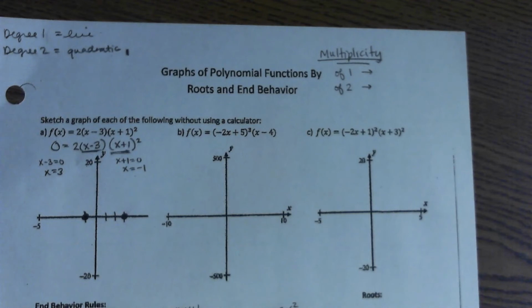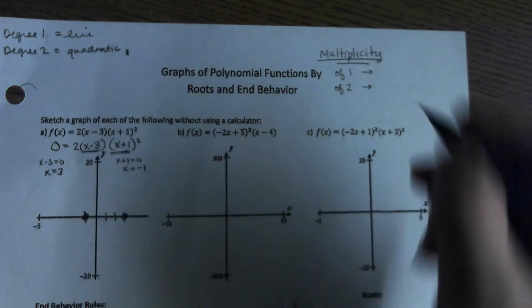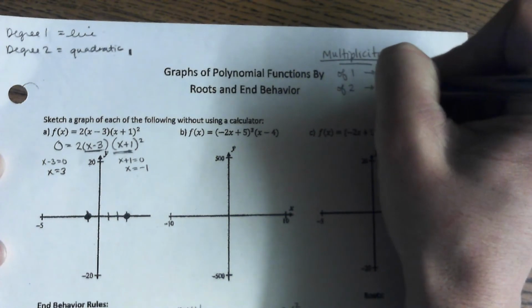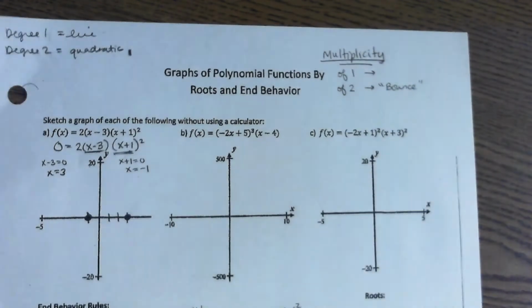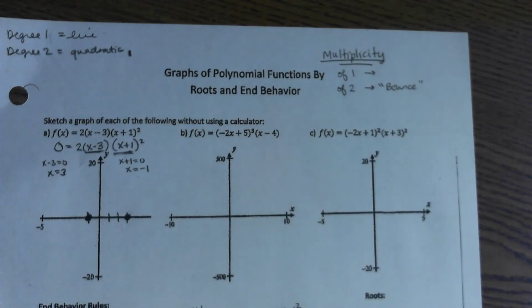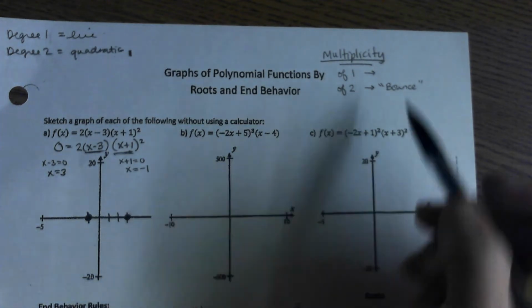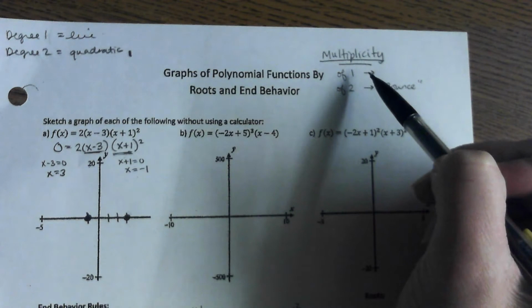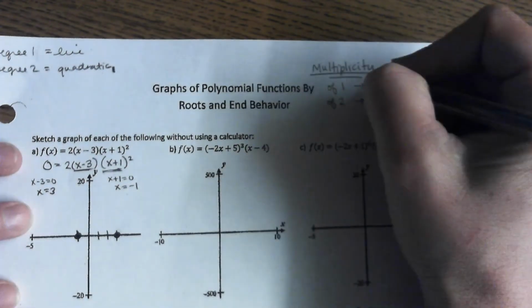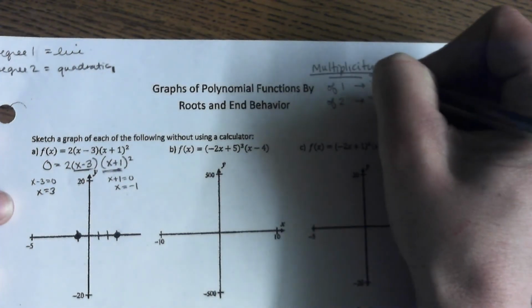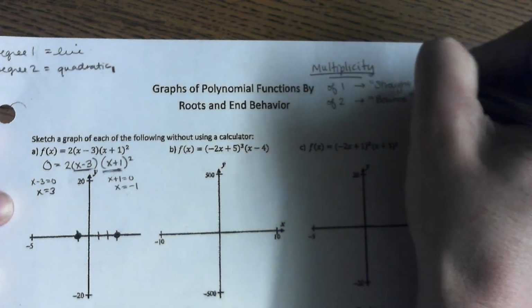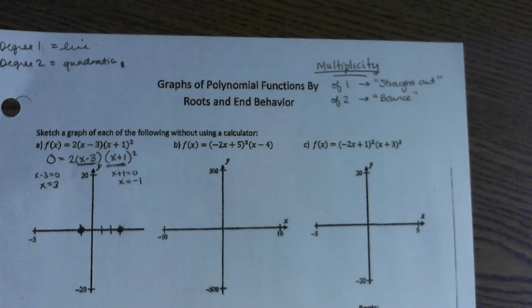When they have a multiplicity of 2, I want you to think of the key word bounce. Which means when my graph touches that root, it's going to bounce off of it and come back in the other direction. Versus if something only has a multiplicity of 1, it just is a straight cut. We'll call it. It just is going to go straight through it.